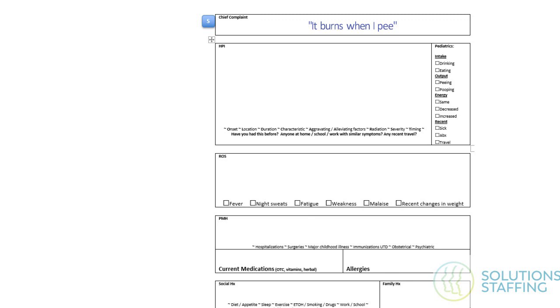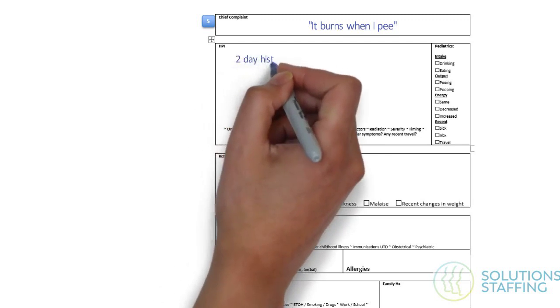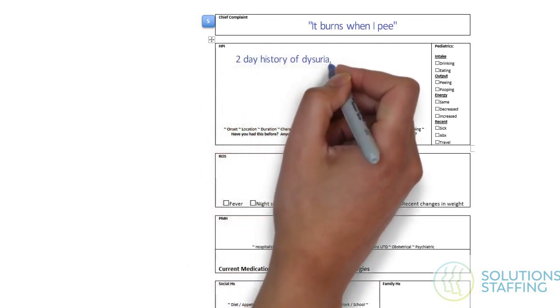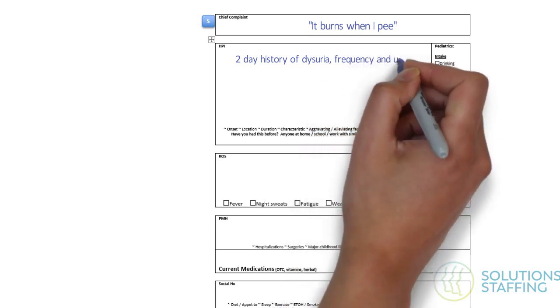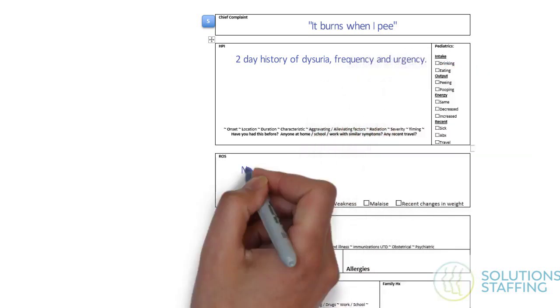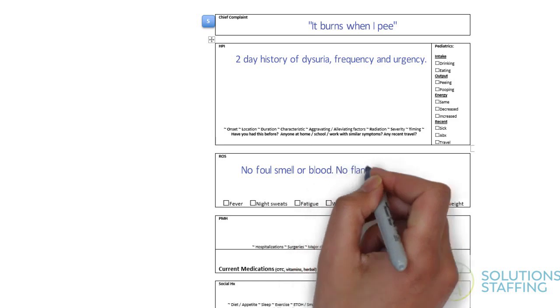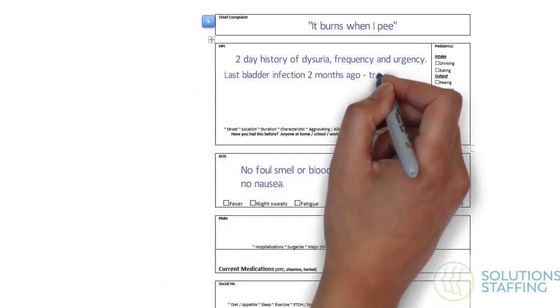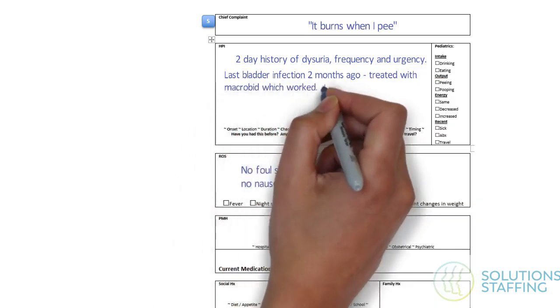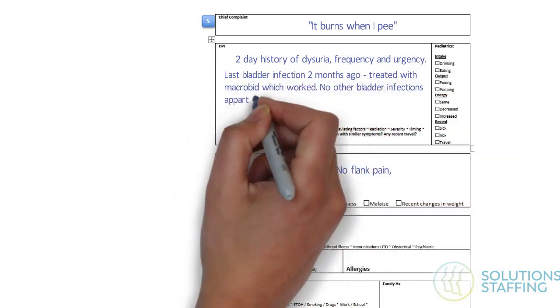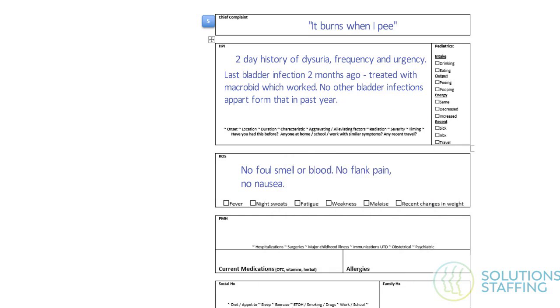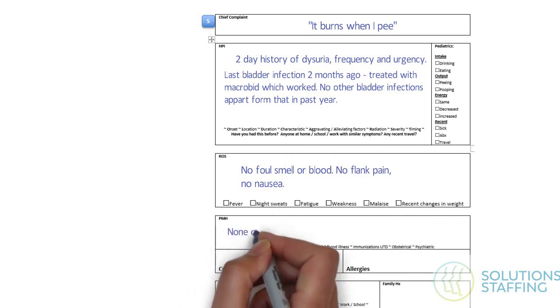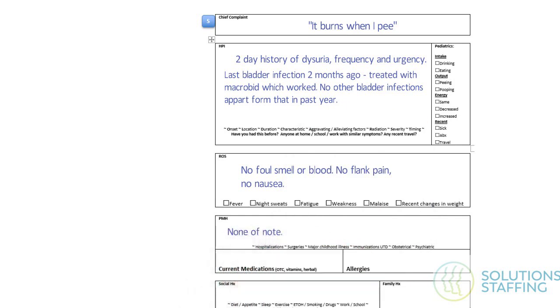As we're doing her history of presenting illness and review of systems, she tells us that it has been burning when she pees for 2 days, and she's been having frequency and urgency. There's no foul smell or blood that she's noticed, and she isn't having any flank pain or nausea. She has had bladder infections before. Her last one was 2 months ago, and it was treated with Macrobid. She states this cleared it up. No other UTIs in the past year apart from that one.